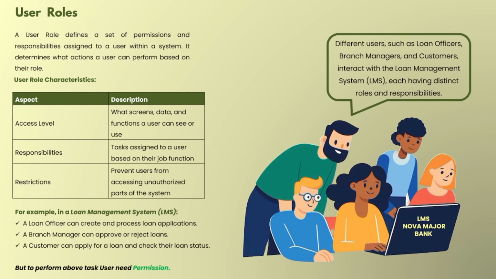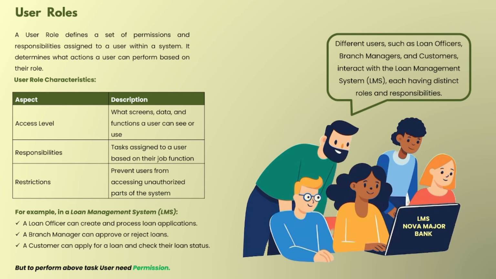Now let's move on and check user role. A user role defines a set of permissions and responsibilities assigned to a user within a system. It determines what actions a user can perform based on their role. In short, a user role is like a job title in the system. It decides what a person can do, like what buttons they can click or what information they can see.